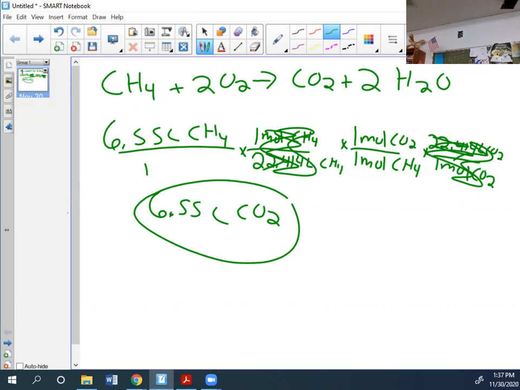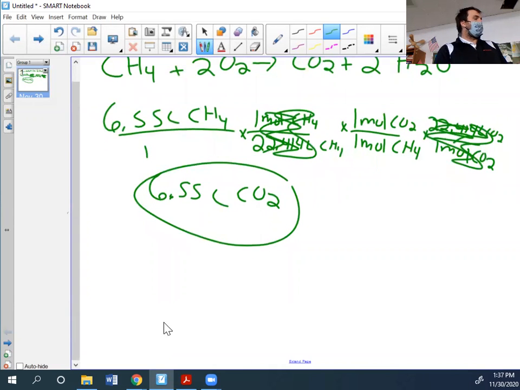Let's do number 2. Standard temperature is 273.15 Kelvin, or 273 Kelvin. It depends on whether there's a decimal in the problem. If it's at STP, they will tell you.